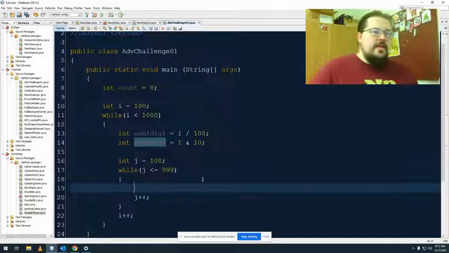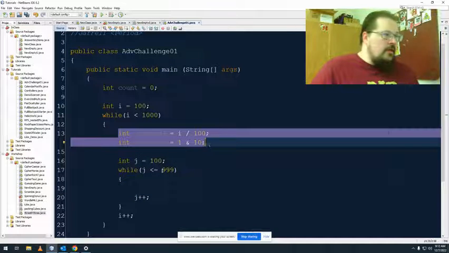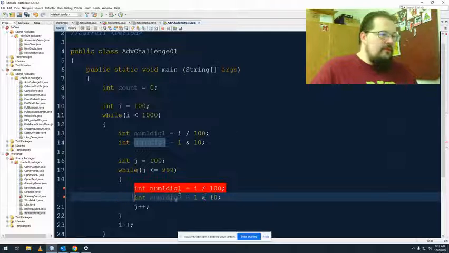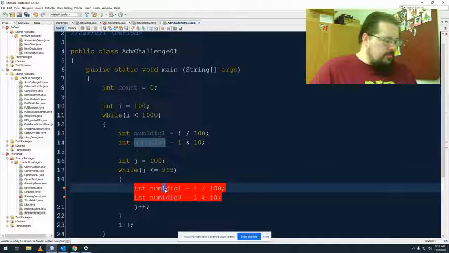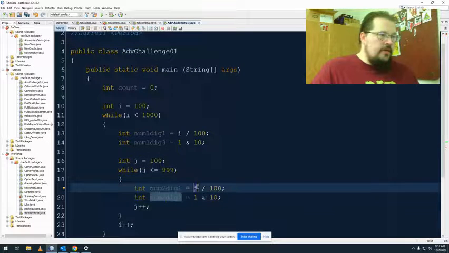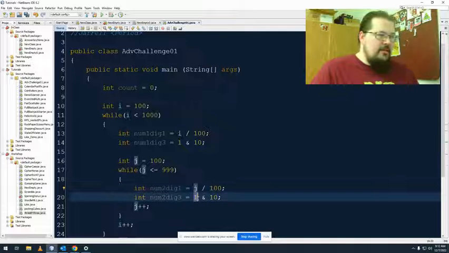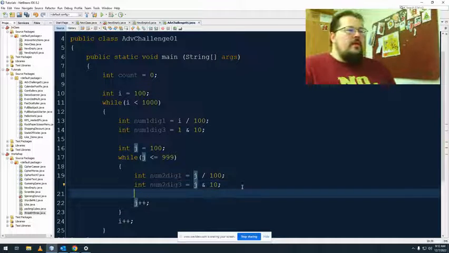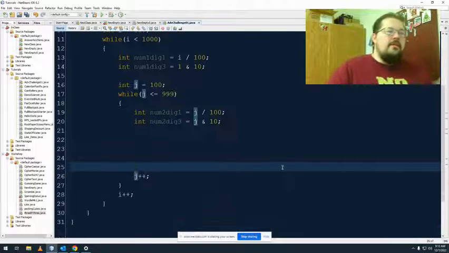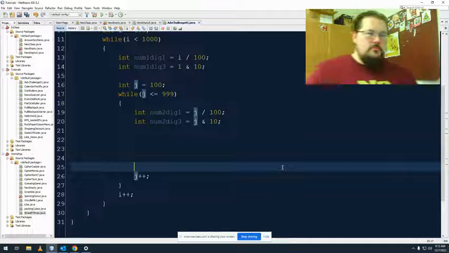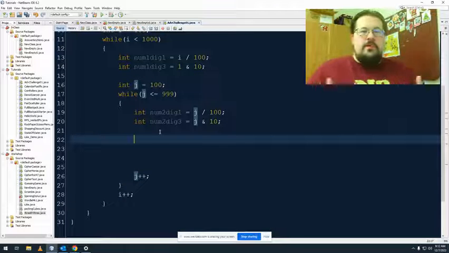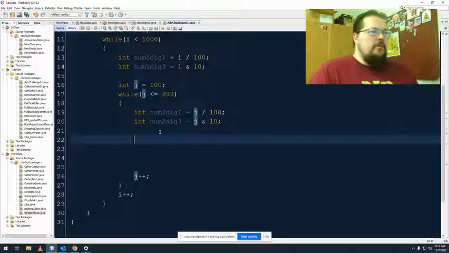Down here inside this, it's going to be the exact same thing, except I want to change my variables. So this will be num2 dig1, and these are going to use j. Everything so far, not too bad. Now we need to actually code her wonky algorithm. So let's start with all of our values.